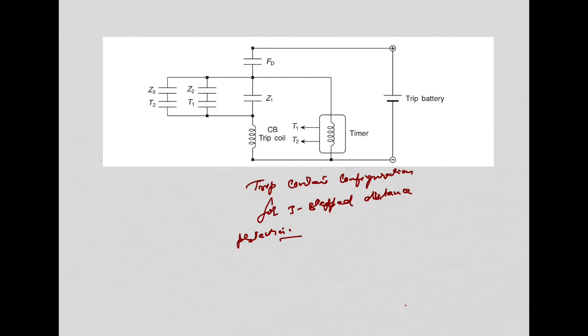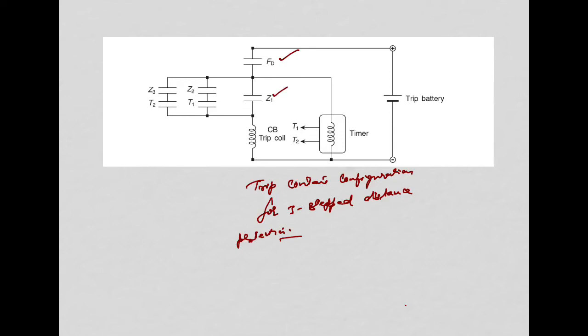So now we will discuss the trip contact configuration for this three-stepped distance protection. Here we have the trip contact circuit which implements the three-step distance protection scheme. The fault detector initiates the timer in case it detects a fault, and there are different contacts, as you will see. This is the normally open contact of the fault detector. Then Z1 is the normally open contact of the step 1 measuring unit.